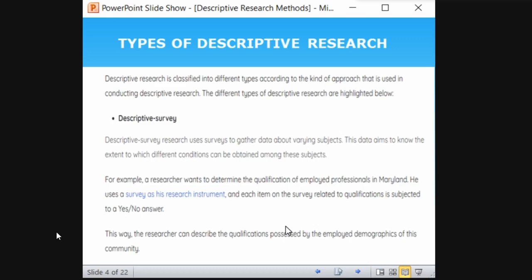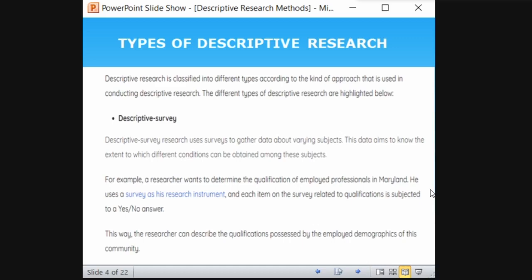So survey here is a research instrument. Let it be a questionnaire or observation or whatever it may be, or interview. So survey is a research instrument. And each item on the survey related to qualification is subjected to a yes or no answer. Okay. So he is using a questionnaire, right? A survey kind of instrument, or let it be a question.